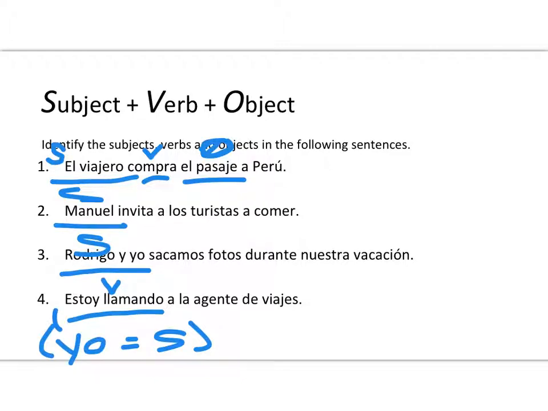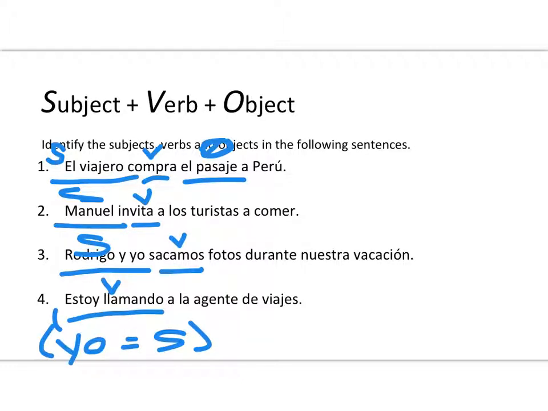So número 4, estoy llamando. The entire thing is a verb phrase, the whole thing, because, you know, we just learned about the progressive, estar and llamando. Número 2, el verbo es invita. Número 3, el verbo es sacamos. Okay, ¿todo está claro? No preguntas? Everybody's okay so far?